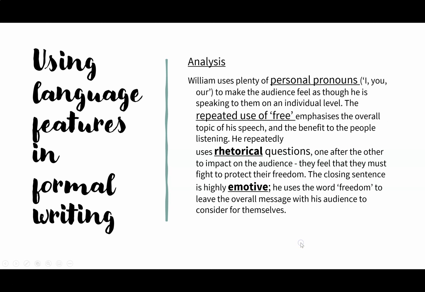So if we look at a little bit of the analysis here, William Wallace uses many personal pronouns. He uses I, you, and our to make sure that the audience feel as though he's actually speaking to them, and also that he includes himself in that, right? So he uses our, he uses we.